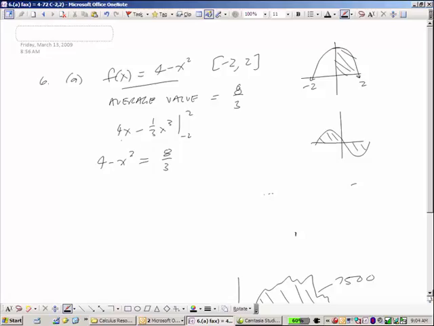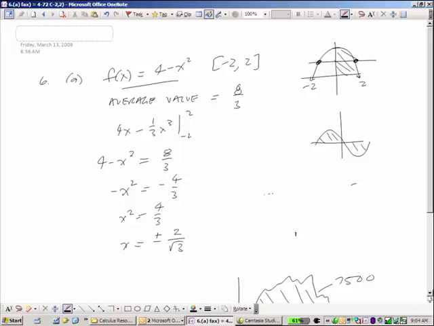So negative x squared, and how many thirds is 4? 12. So 8/3 minus 12/3, I'm going to get negative 4/3. So x squared equals 4/3, or x equals plus or minus 2 over root 3. So there are actually 2 values, and if you look at the graph, that should probably make sense. If this is the average value of the function, there's a value here and here where the function is equal to its average value.